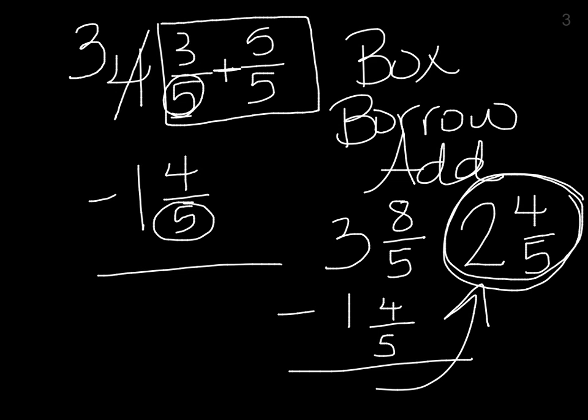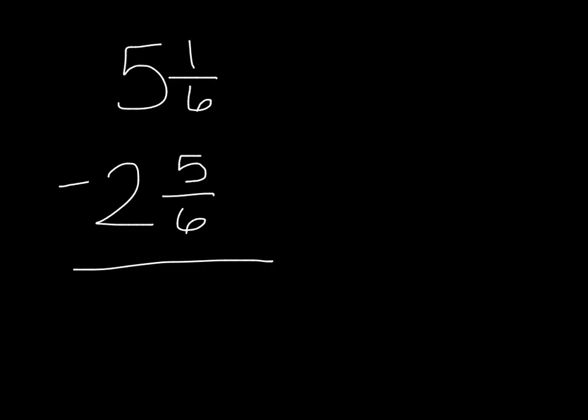Final answer. We got 5 and 1/6 minus 2 and 5/6. It's a great problem because 5 and 1/6 is much bigger than 2 and 5/6. You know, when you subtract, you always have to have the big on the top. But when you break it down in sections, can I say 1/6 minus 5/6? No. So at this point, what do I do?